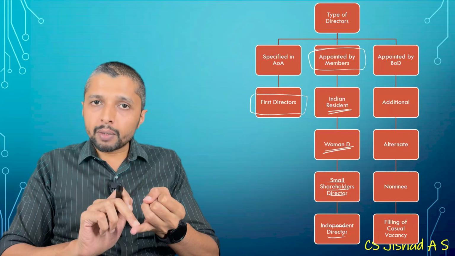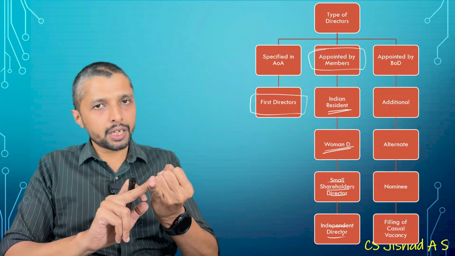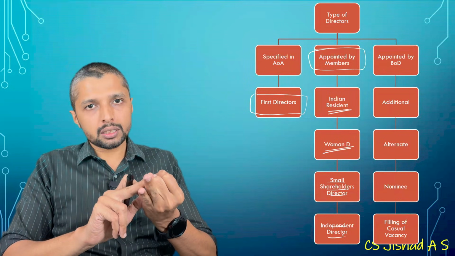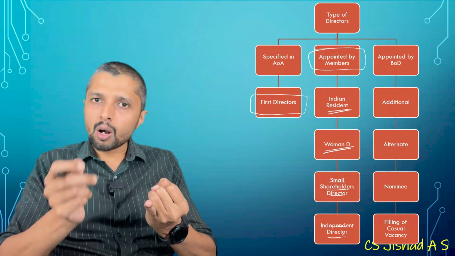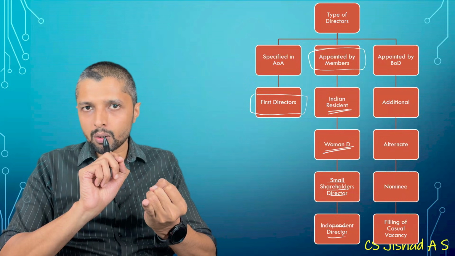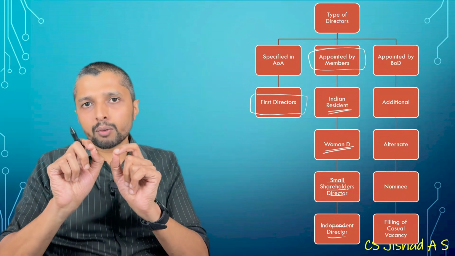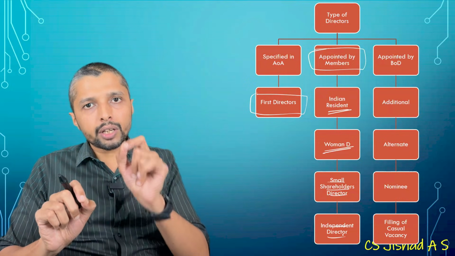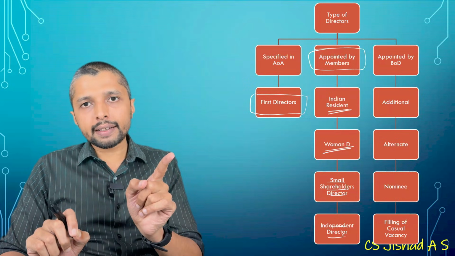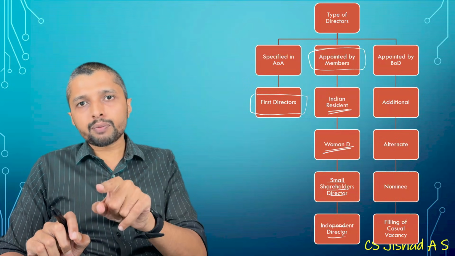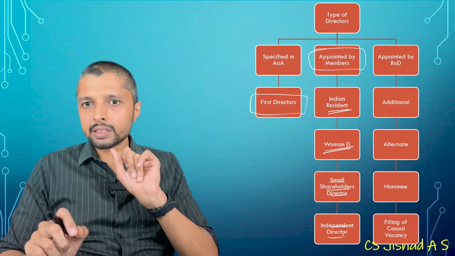In the case of woman director, it is applicable to two classes of companies. Number one is a listed company. Number two, prescribed classes of companies, which are unlisted public companies having paid up capital of 100 crore or above, or turnover of 300 crore or above. Any vacancy in the case of woman director or independent director will be filled by the board of directors at the earliest, but not later than 3 months from the date of vacating the office or the date of the next board meeting, whichever is later.